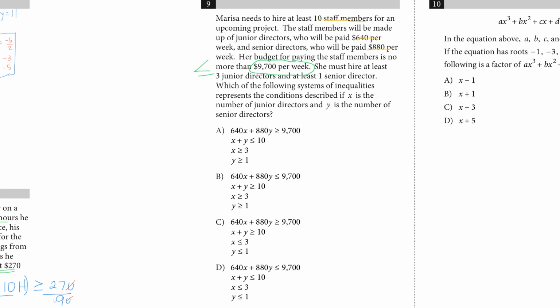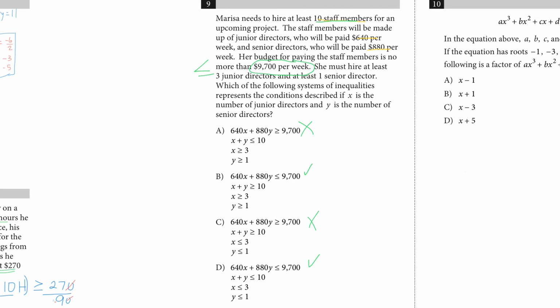So this one is greater than, so it can't be that one. It could be this one. It can't be that one. And it could be this one. So since her budget is 9,700, it has to be less than or equal to. We also notice that there are 10 staff members, and so she must hire at least 3 junior directors and at least 1 senior.